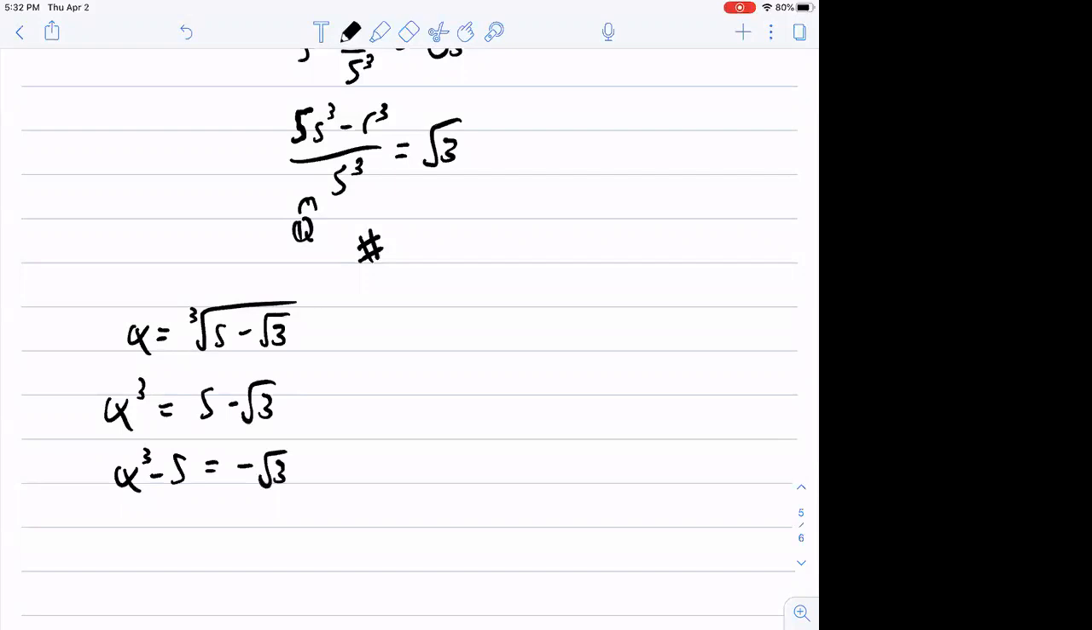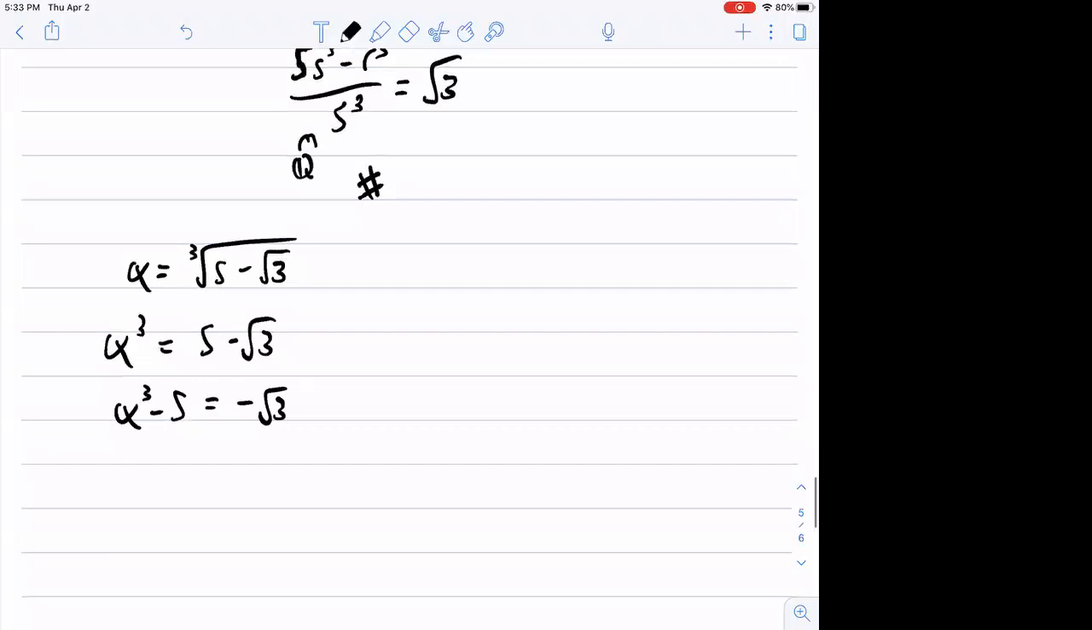And the negative doesn't matter. If we square both sides, it goes away. Oh yeah, maybe it's not that bad, because it's squared. So I get 3.